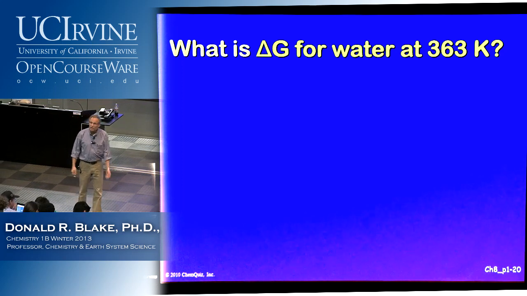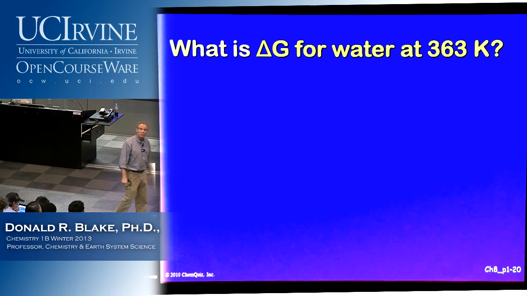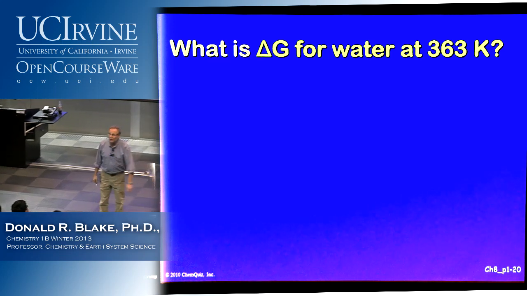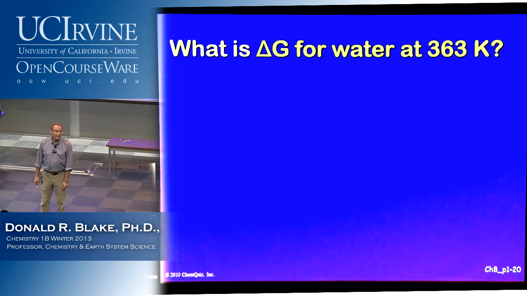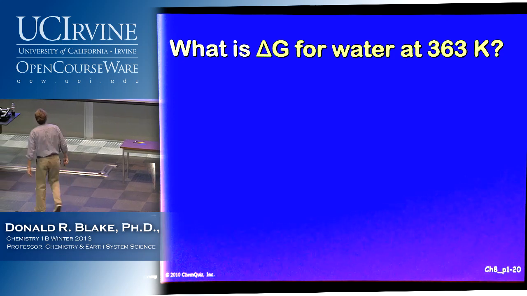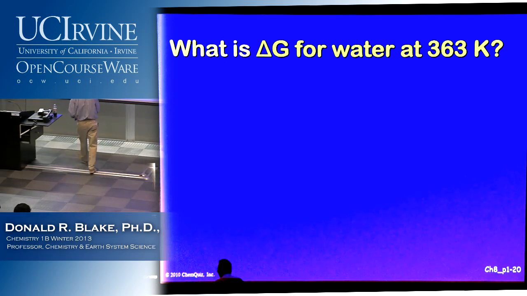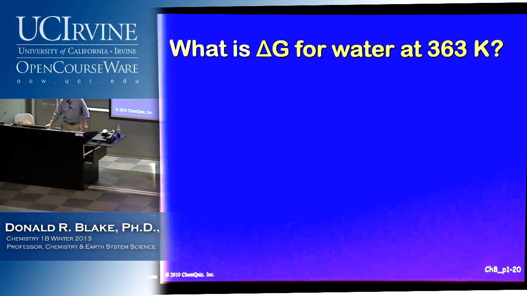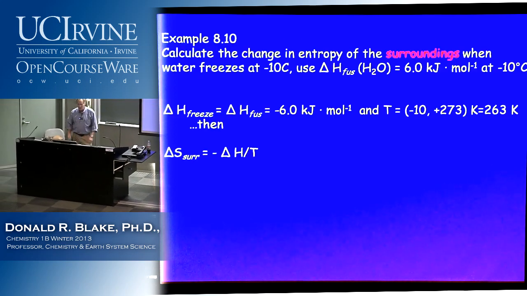And I guarantee if you did this experiment again and you said, well, I'm going to go to 383, guess what? You'd have a negative delta G. It makes sense, folks. All right. Do this one.